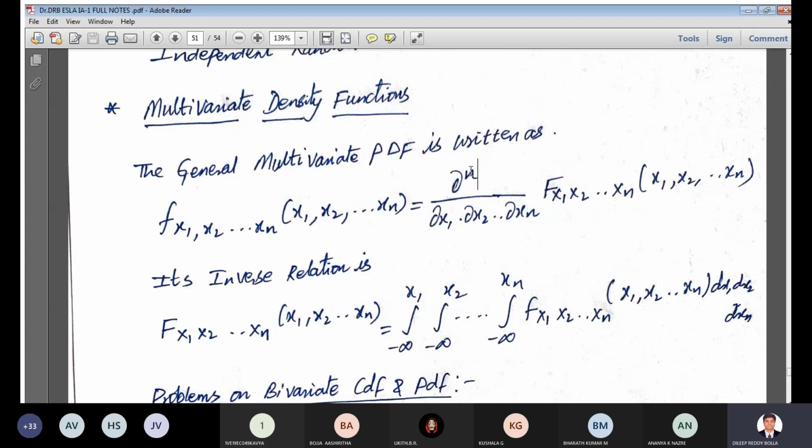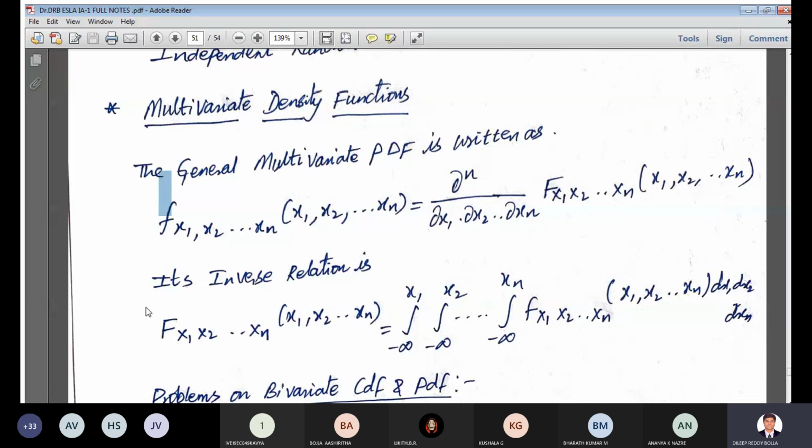So instead of dou square 2, we write dou n. Similarly, for x, y, z, instead of that we write x1, x2, x3, x4, x5, x6, x7, up to xn. So we need to derive this n number of times for the corresponding CDF. Capital F is what? CDF. Small f is what? PDF.